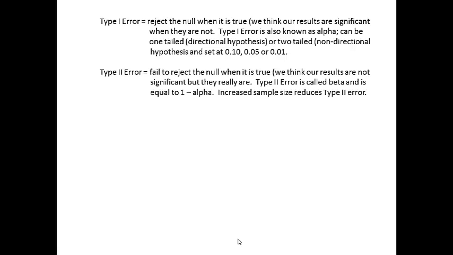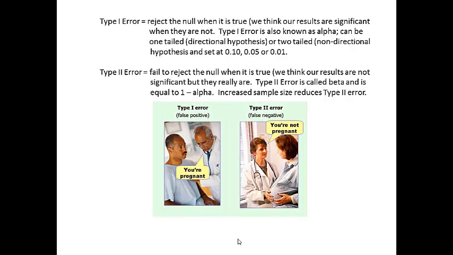A type 2 error is when we fail to reject a null when it's really false. We think our results are not significant, but they are. A type 2 error is called beta and is equal to 1 minus alpha. An increased sample size reduces a type 2 error. So we can have a false positive or a false negative.